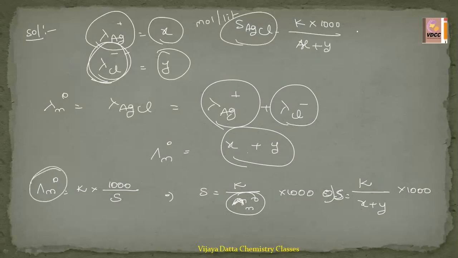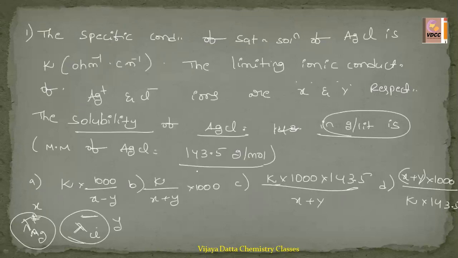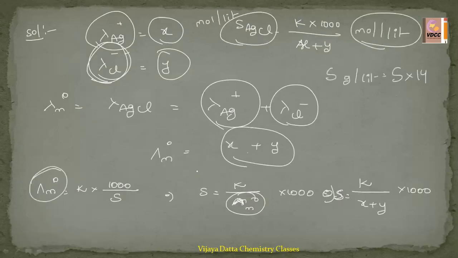So this is the formula for moles per liter, but we want grams per liter, so we have to convert. How to convert into grams? Solubility in grams per liter is equal to solubility into molecular weight. The molecular weight is given in the formula as 143.5 grams per mole. That is what I am applying here. So the overall solubility of AgCl in grams per liter is S into 143.5.